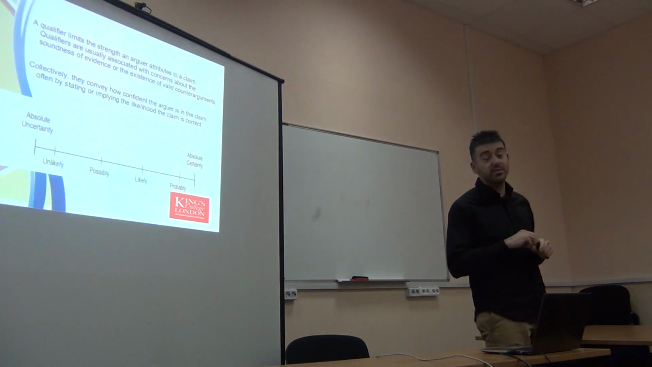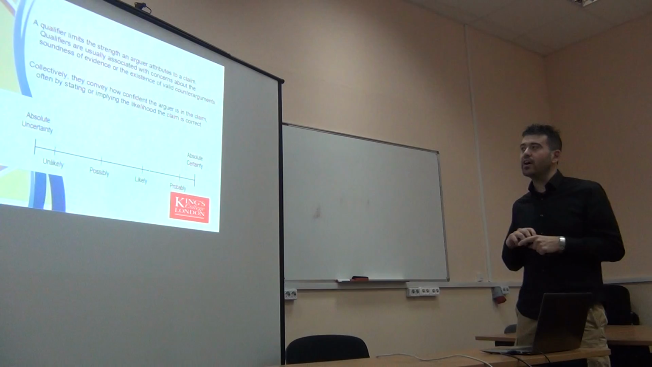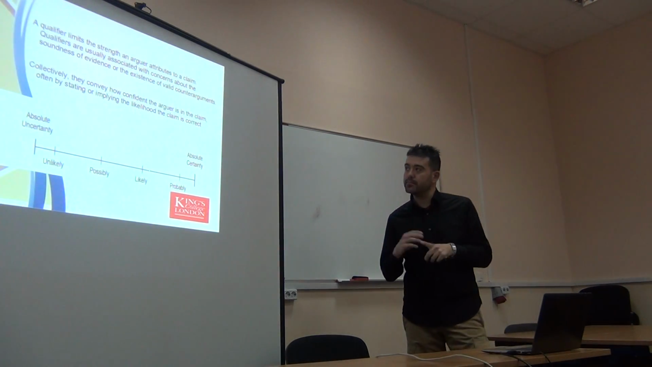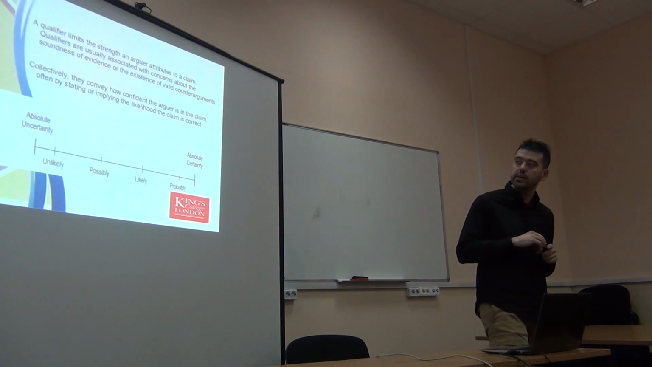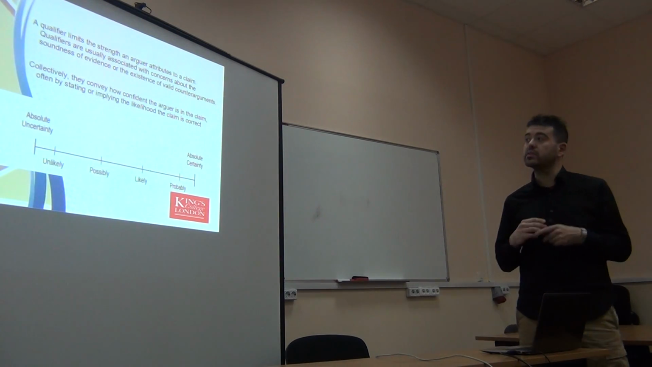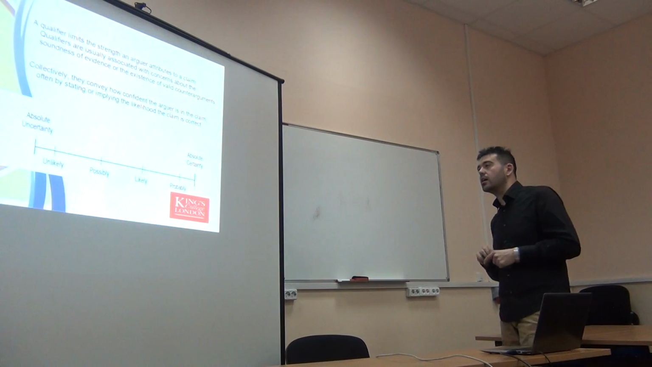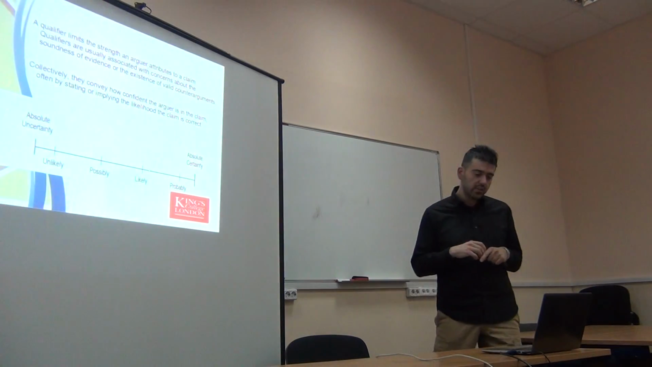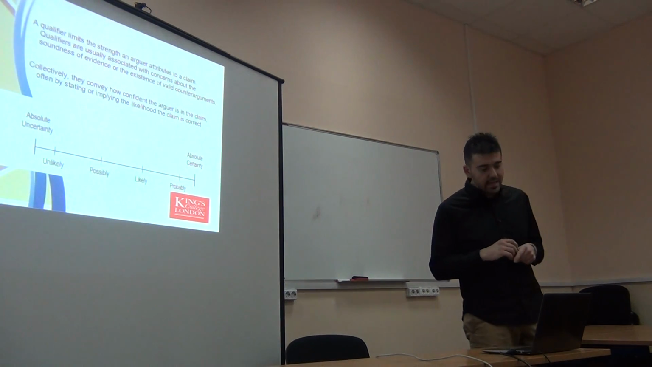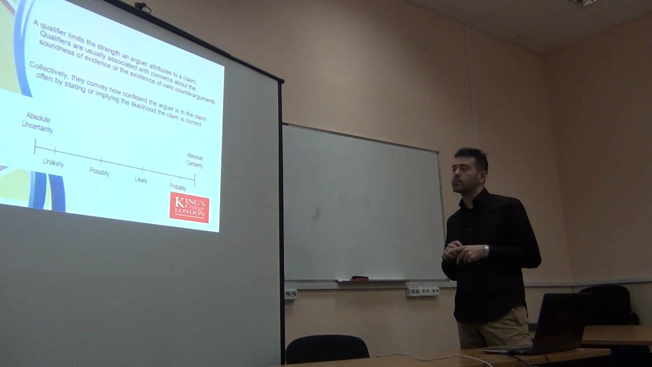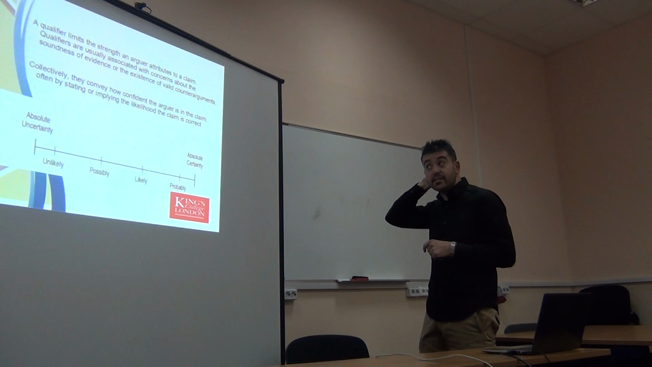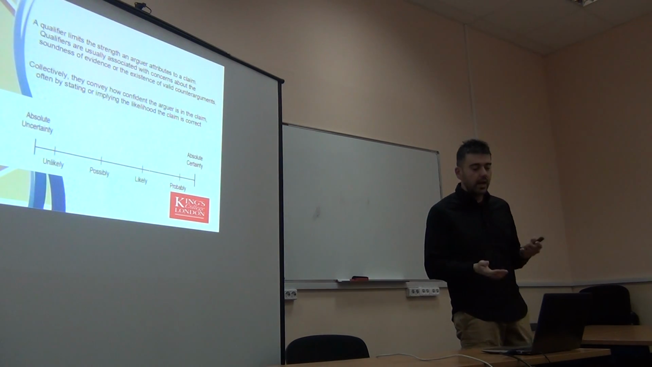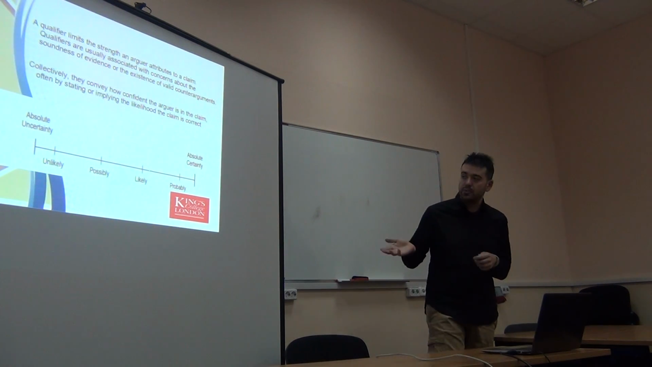And the sixth component is the qualifier. Qualifier limits the strength an arguer attributes to a claim. So qualifiers are usually associated with concerns about the soundness of evidence or the existence of valid counter-arguments. So essentially, they convey how confident the arguer is in the claim, often by stating or implying the likelihood the claim is correct. This can go from absolute uncertainty to absolute certainty.